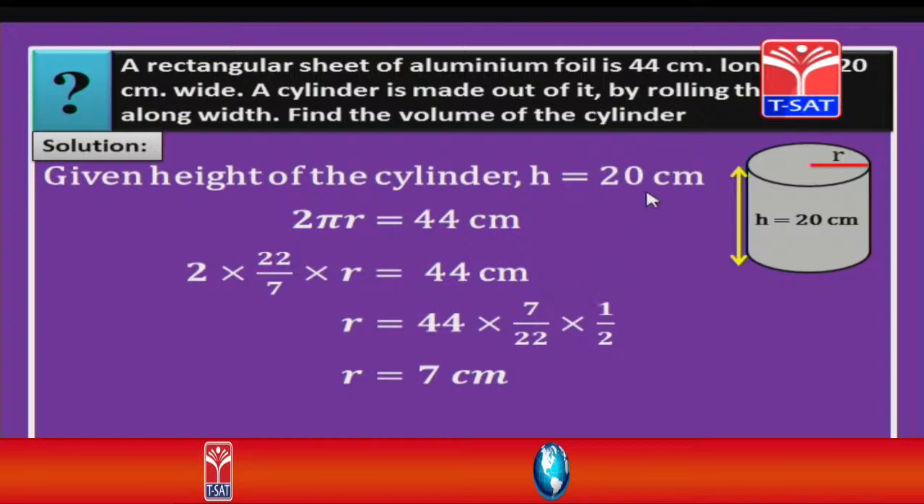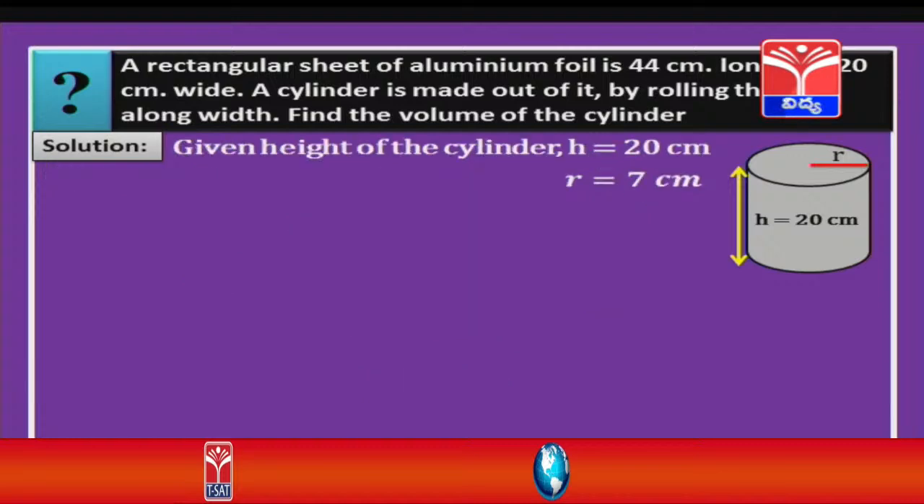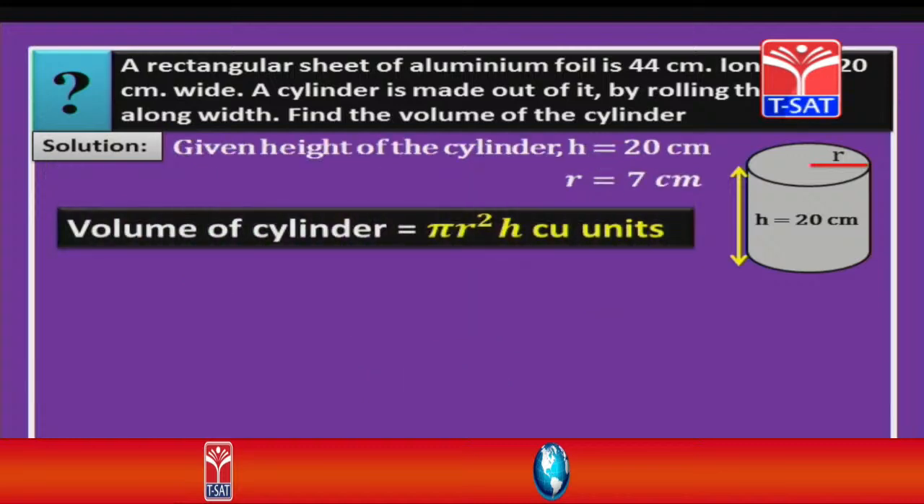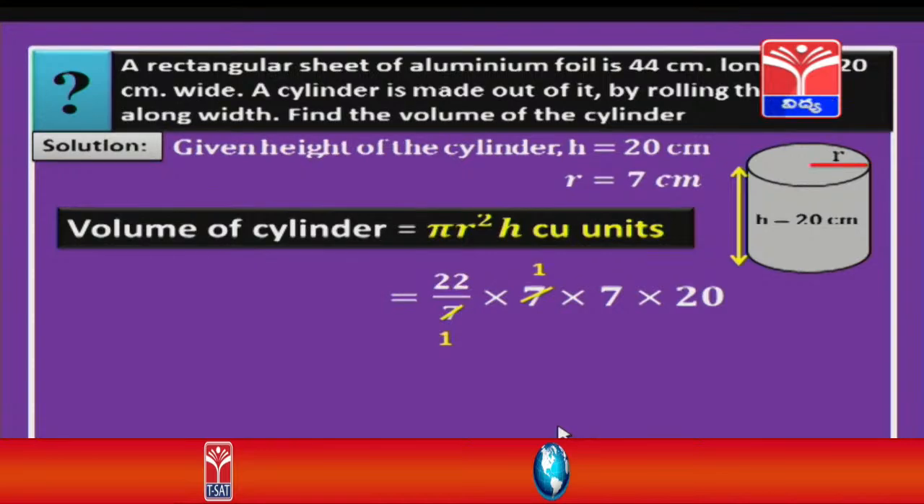Now, what is the formula to find volume of cylinder children? Yes, it is pi r square h cubic units. Now, let us substitute the values. Pi is 22 by 7, r is 7. So, r square 7 into 7 into height 20. So, here we will simplify. 7 goes one time and again here also it goes one time. What is left children now? Yes, 22 into 7 into 20, which gives 3080 cubic centimeters.